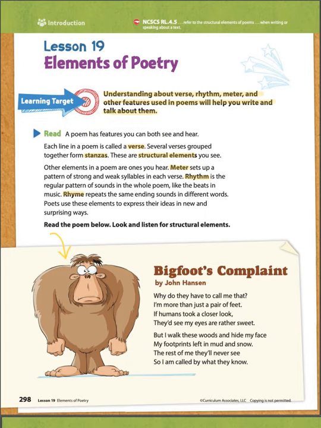Why do they have to call me that? I'm more than just a pair of feet. If humans took a closer look, they'd see my eyes are rather sweet. But I walk these woods and hide my face, my footprints left in mud and snow. The rest of me they'll never see, so I am called by what they know.